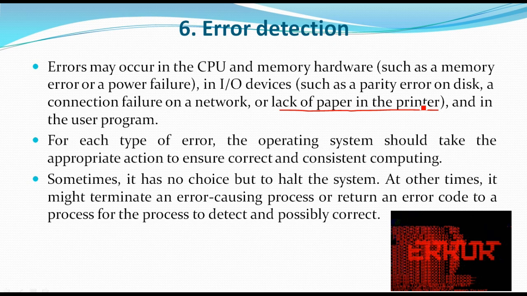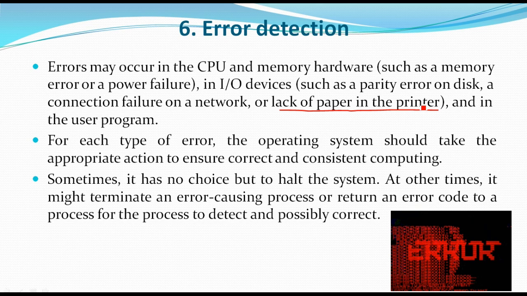if we fill up the tray with paper and again give the instruction, so one more time, if we click on the try button, again it will correct the errors and perform the action. So the appropriate action is taken by the operating system, so the error is corrected. Sometimes it has no choice but to halt the system. At other times, it might terminate an error causing process and return an error code to a process for the process to detect and possibly correct the error.